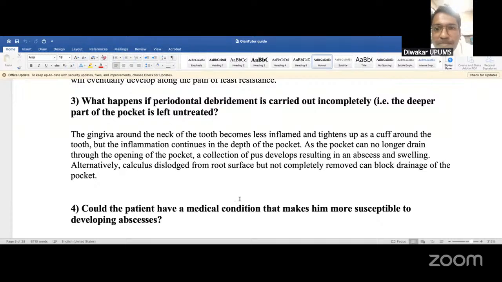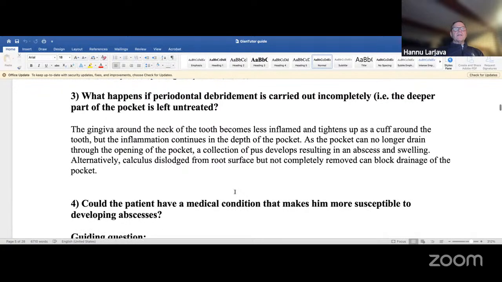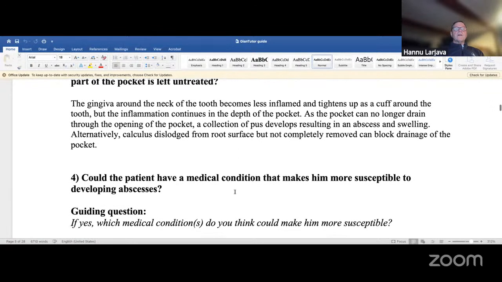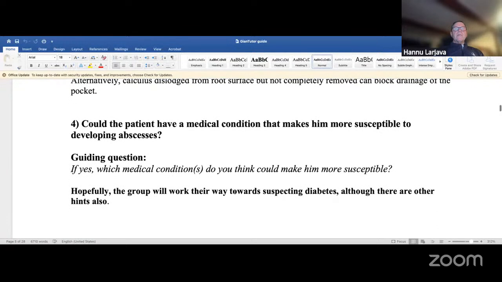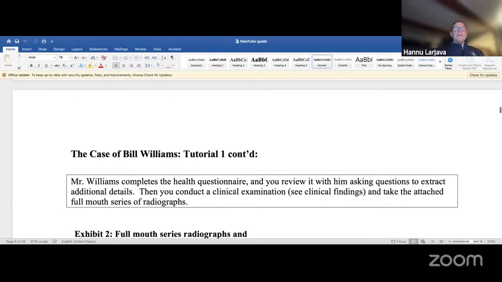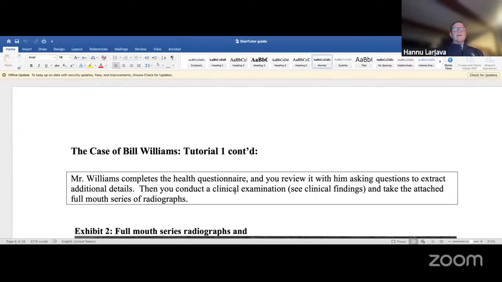Thank you, sir. Very, very good answer. Very comprehensive answer. And we were hinting here already that maybe there are some potential ideas of diabetes in this case. So we will move on. Now Mr. Williams has completed the health questionnaire, and you review it with him, asking questions to extract additional information. Then you conduct a clinical examination and take the attached full mouth series of radiographs.